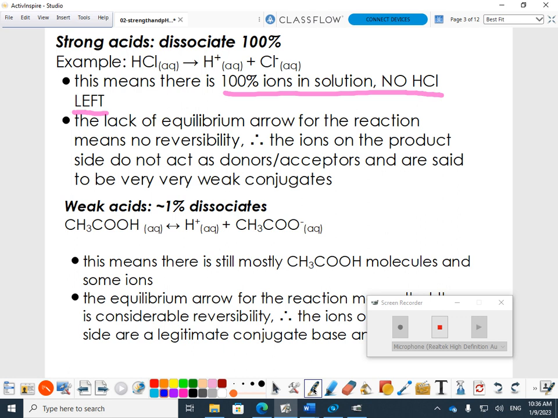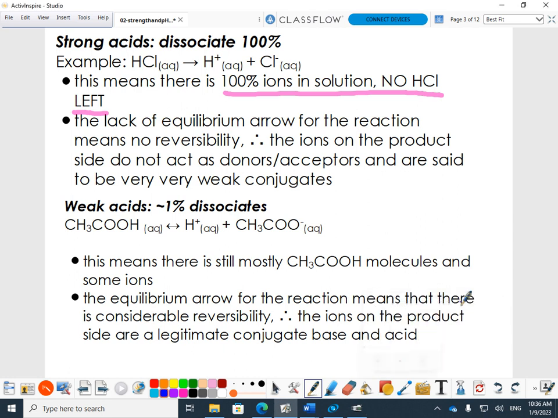Whereas with weak acids, about 1% of them dissociate. We're trying to get away from saying about 1%, so let's calculate exactly how much. This is ethanoic acid, commonly known as vinegar. Writing it in this notation emphasizes that this is the hydrogen that's lost.